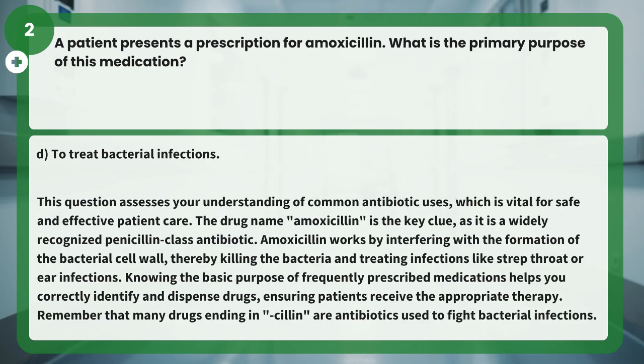Answer D. To treat bacterial infections. This question assesses your understanding of common antibiotic uses, which is vital for safe and effective patient care. The drug name amoxicillin is the key clue, as it is a widely recognized penicillin-class antibiotic. Amoxicillin works by interfering with the formation of the bacterial cell wall, thereby killing the bacteria and treating infections like strep throat or ear infections.